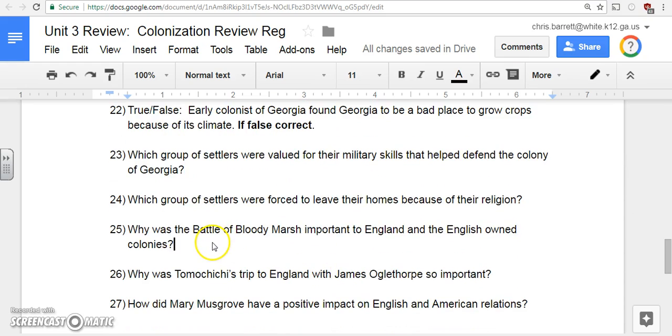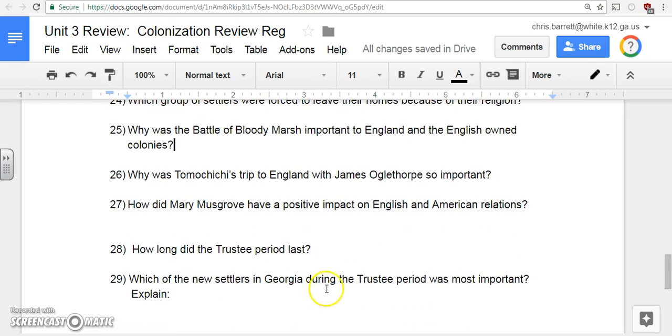Okay, why was the Battle of Bloody Marsh so important? That's directly in your notes. So if you directly use things from your notes, you're going to be able to come up with most of these answers.